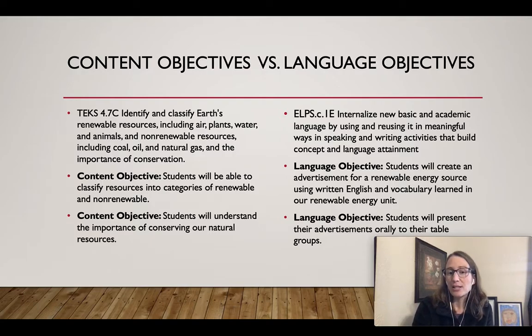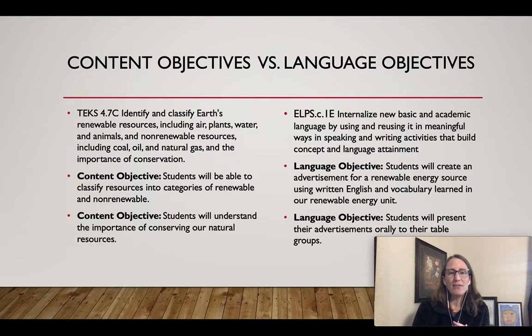And then a second one that I might have is that students will present their advertisements orally to their table groups. So there again, my language objective, what they're going to be doing with language in order to accomplish the content objective is that they're going to present that advertisement orally. My key word there is orally. They're using their spoken English that they're learning.